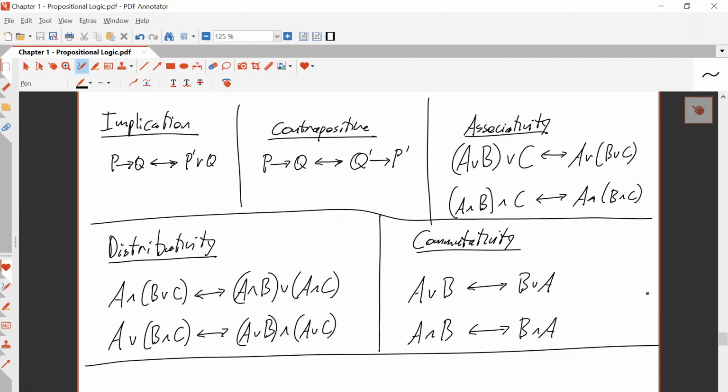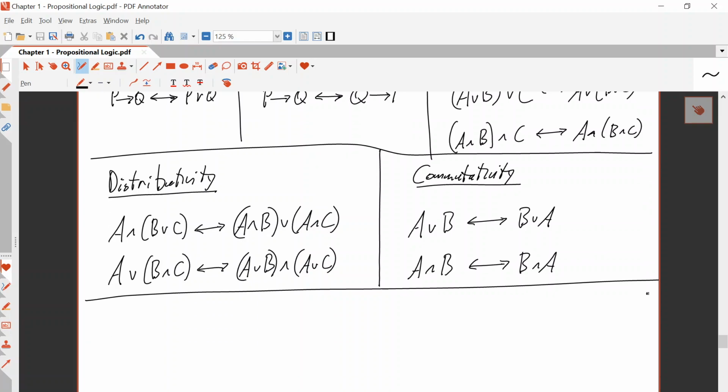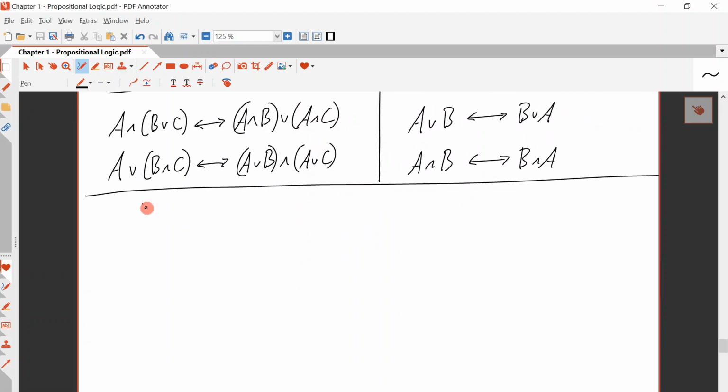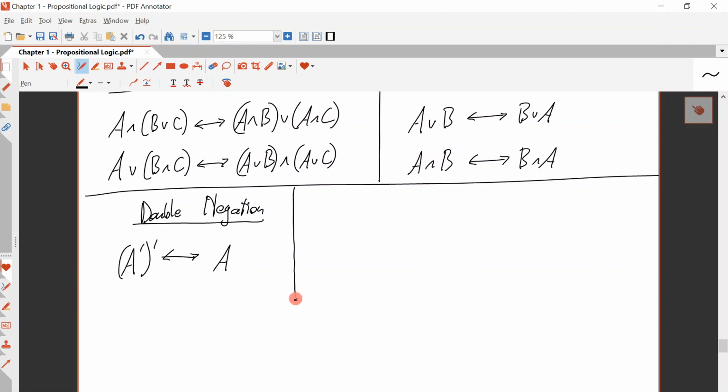What's next? Double negation. A lot of these are kind of obvious. Commutativity is obvious. Double negation is obvious. Not not A is logically equivalent to A. This is an important one. De Morgan's laws.